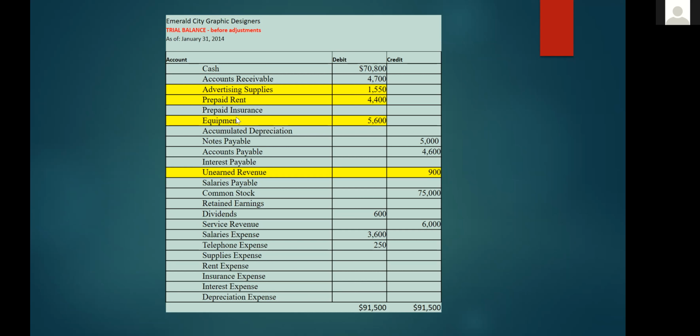And think about it, if you've ever gone into an apartment and they've asked you for your first and your last month's rent, with the idea that when you leave, you don't have to pay your last month.